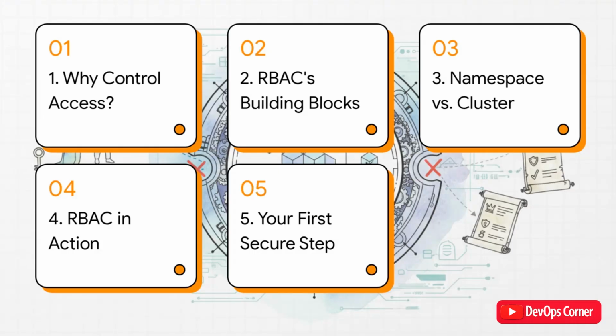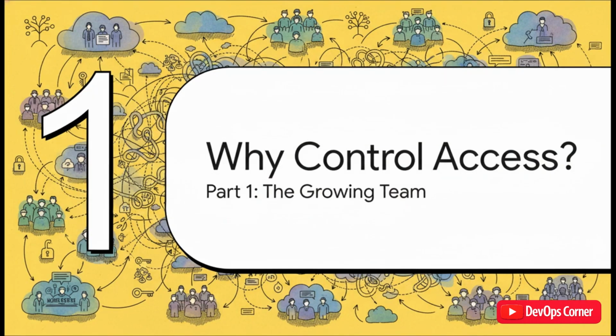All right, so here's our game plan. We're going to cover everything you need to get started. We'll kick things off with why this is so incredibly important. Then we'll break down the core building blocks of RBAC. After that, we'll get into the weeds on namespace versus cluster-wide permissions, see it all in action with some real-world code, and then we'll wrap up with how you can take your very first step to securing your own cluster. So let's start at the very beginning with a pretty fundamental question.